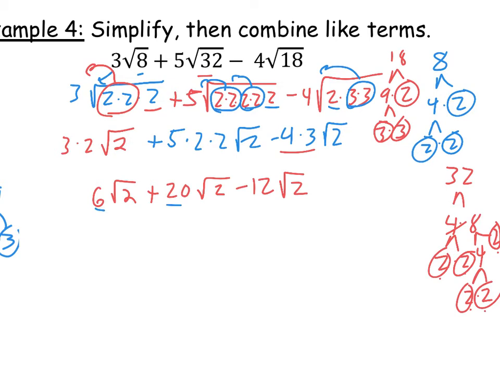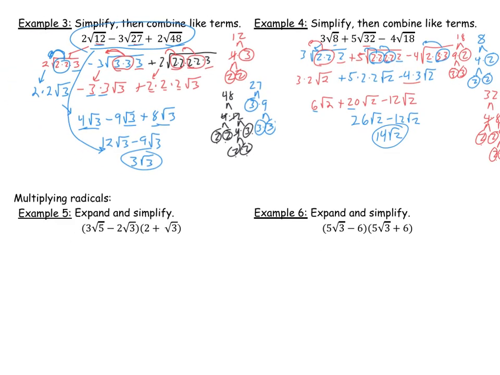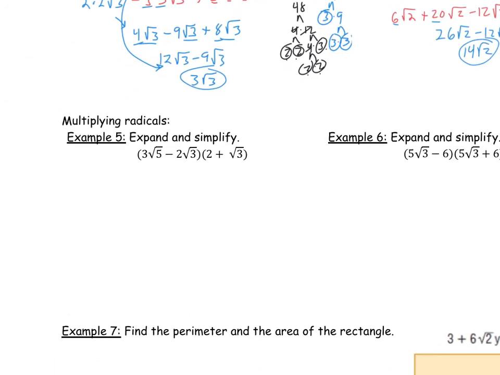So 6 and 20 is 26 square roots of 2 minus 12 square roots of 2. I would say 26 minus 12 is 14 square roots of 2. So we're practicing simplifying radicals again, and adding, combining like radical terms.